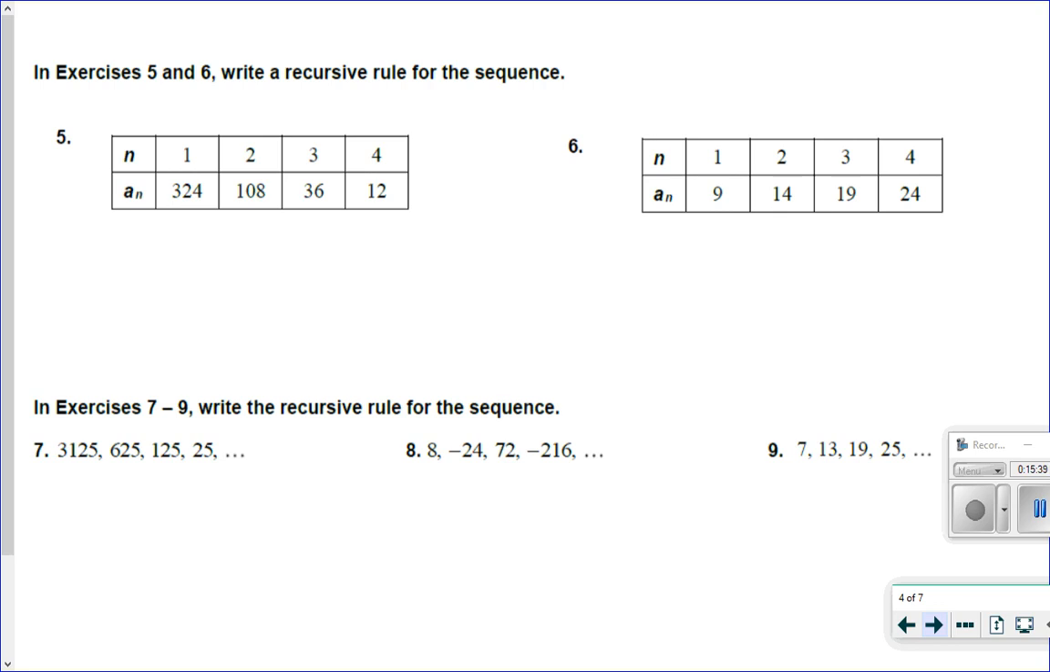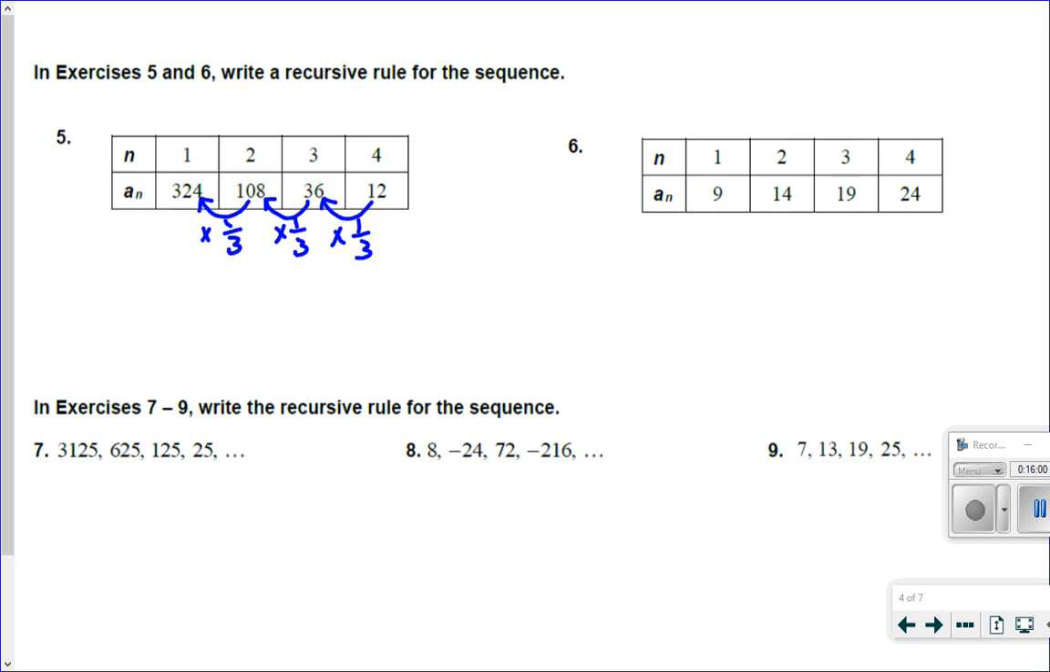We can look at that and see if 108 divided by 324 gives us the same thing as 36 divided by 108, or 12 divided by 36, and indeed, every one of those comes out to a third. So I know they're multiplying by 1/3 here. And you can do that on the calculator and confirm it if you don't believe me.